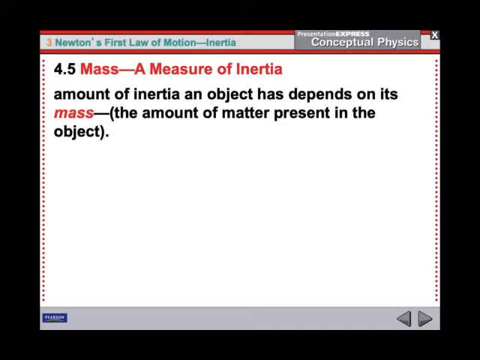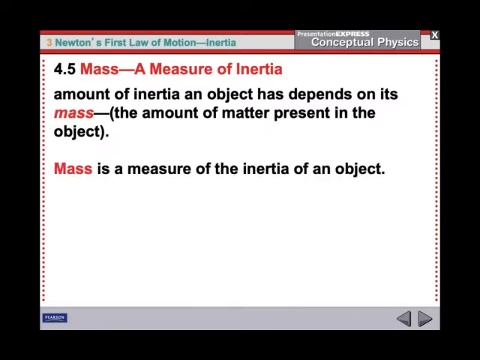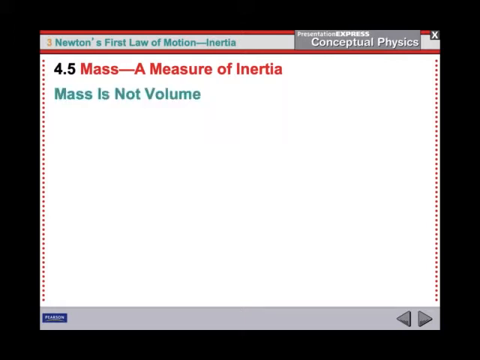For example, if you have a large side-by-side French door refrigerator that is empty and you try to push it across the floor, it has a certain mass. It's going to take a certain amount of force to get it to move. But if you fill that up with gold bullion or gold bars, that's going to have a much greater mass and it's going to take a lot more force to get it to move. So it has more inertia because it has more mass. Mass is the measure of inertia of an object. Put those two things kind of equal in your head.